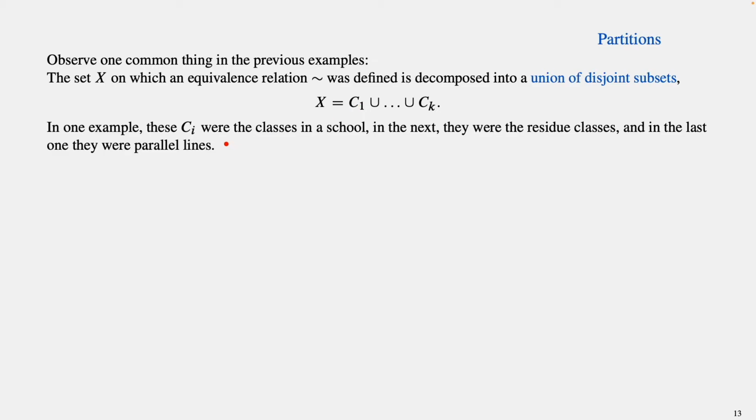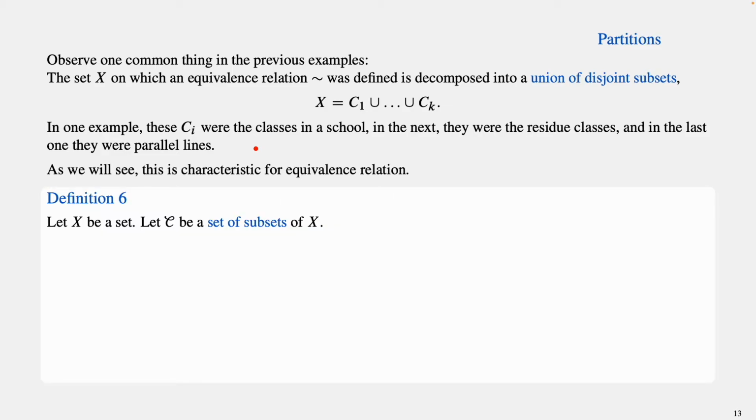In the one example, these subsets were the classes in a school. In the next example, they were the residue classes. And in the last example, they were parallel lines in the plane. And as we will see, this is in fact characteristic for an equivalence relation. And we make the following definition for this.